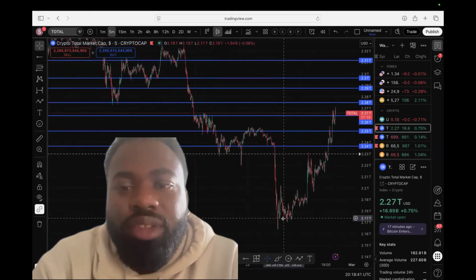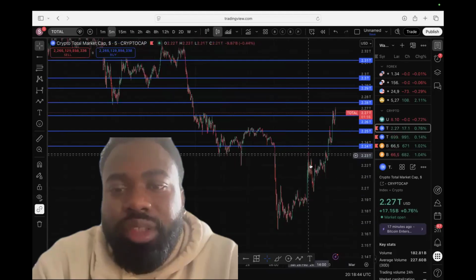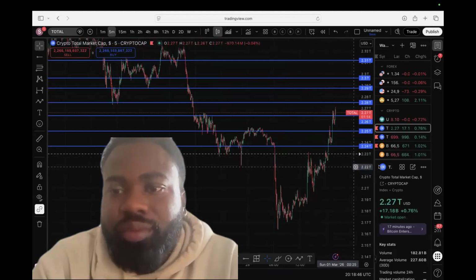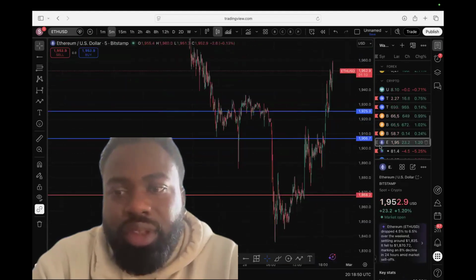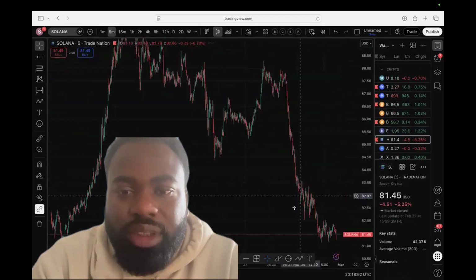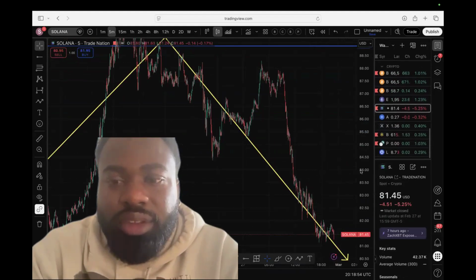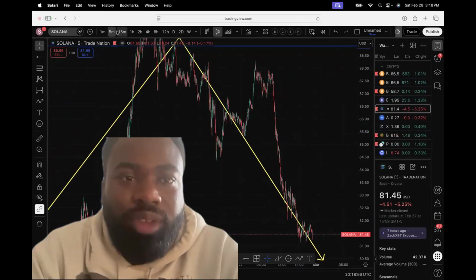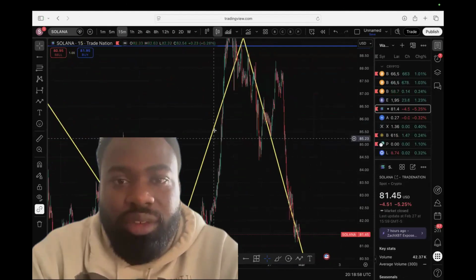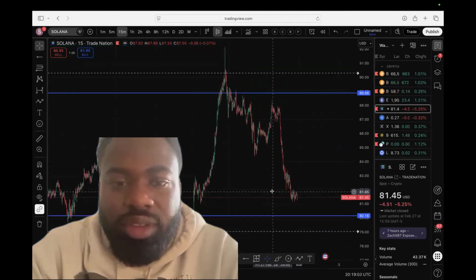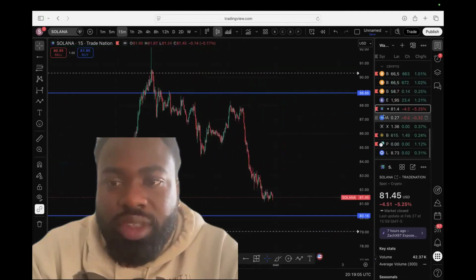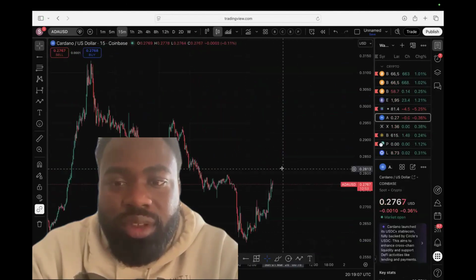So every single coin is going up. If you look here at Ethereum, it's going up. Solana should be going up. Hold on. Must be on the wrong time frame. Well, Solana ain't doing much. Let's see. Cardano is going up.